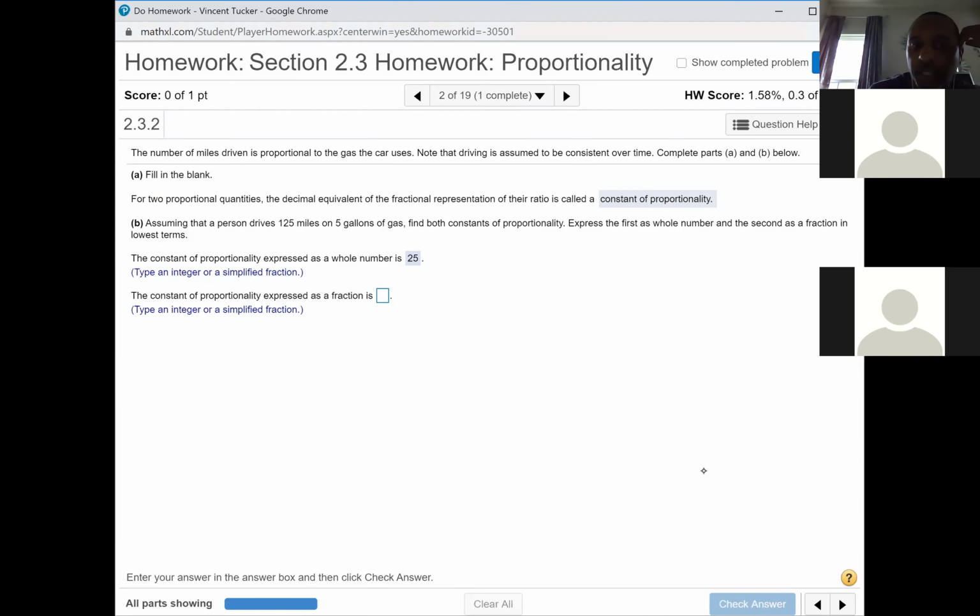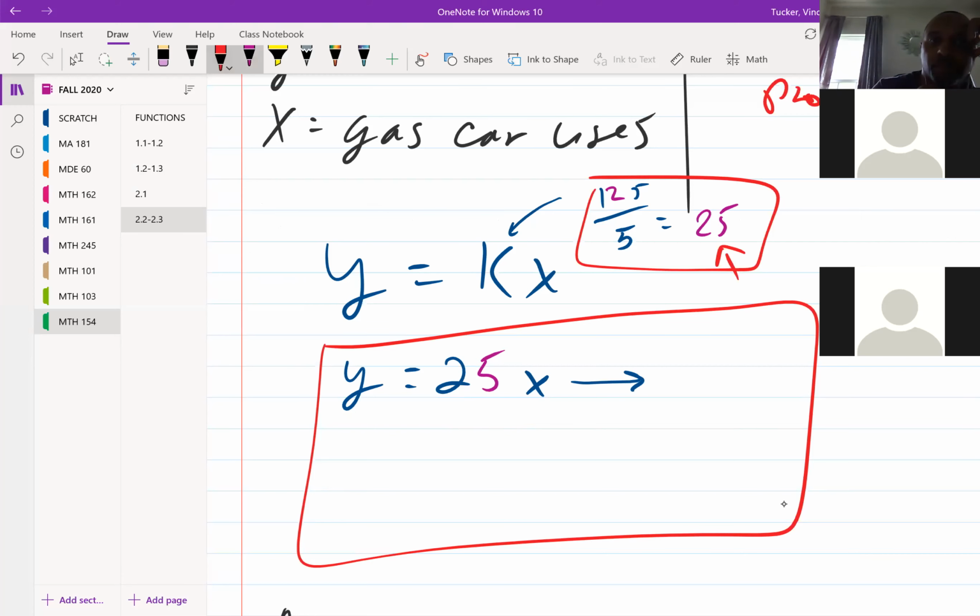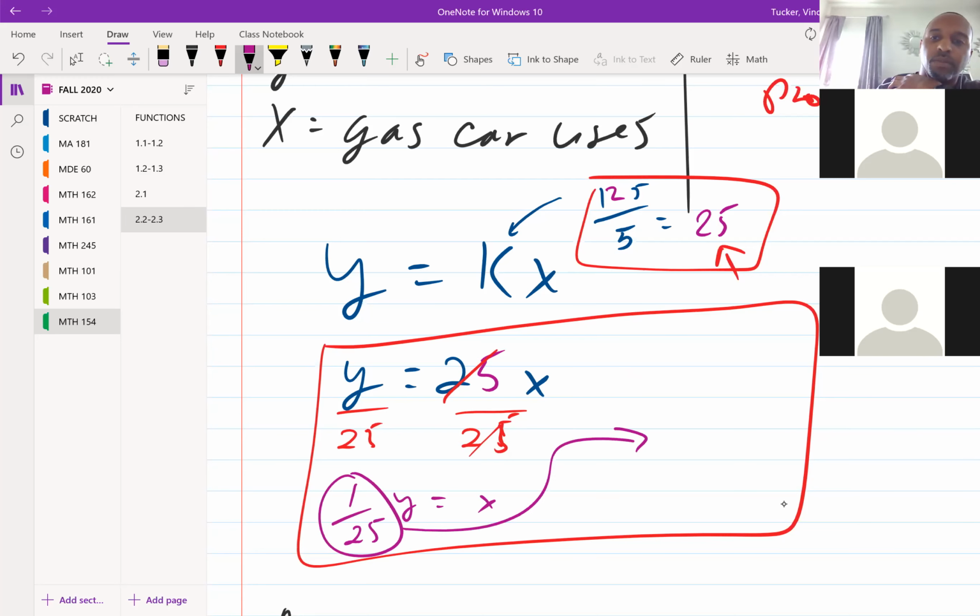The next constant of proportionality expressed as a fraction is to solve this equation for x. So I would divide both sides by 25. 25's cancel. And that's 1/25 y equal to x. So this 1/25 is the other constant of proportionality. So it's just going to be the inverse of whatever number you put in the first one.